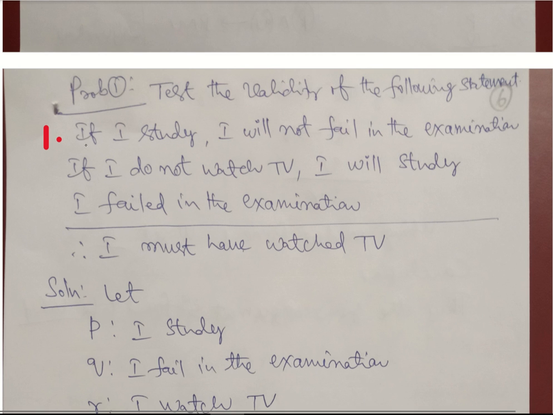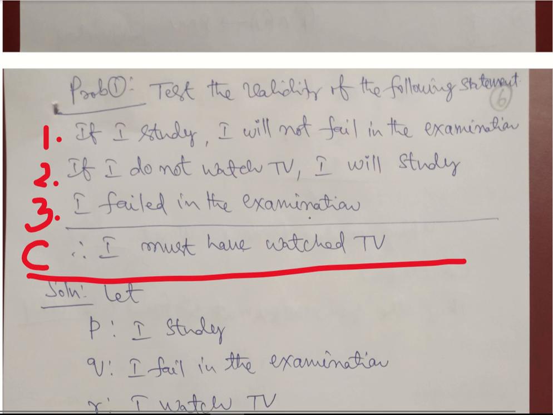Somebody is giving some argument. The second argument, if I do not watch TV, I will study. Third argument, I failed in the examination. So with all these three, what is the conclusion? I must have watched TV. So using these three statements, can we prove that the conclusion is I must have watched TV?